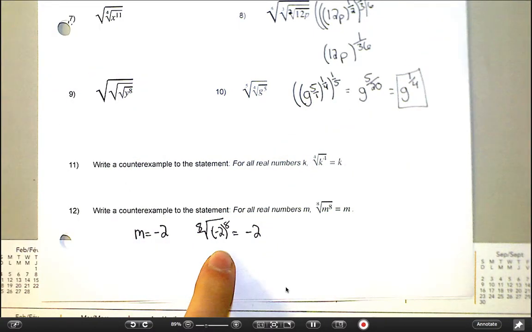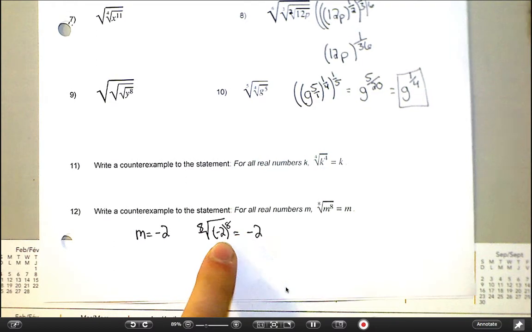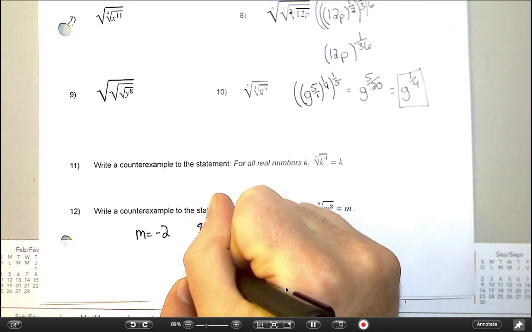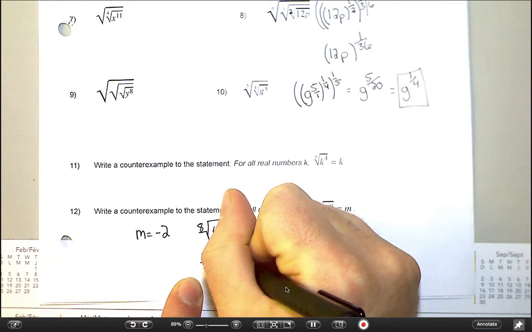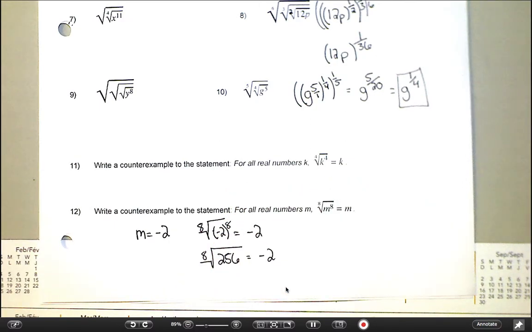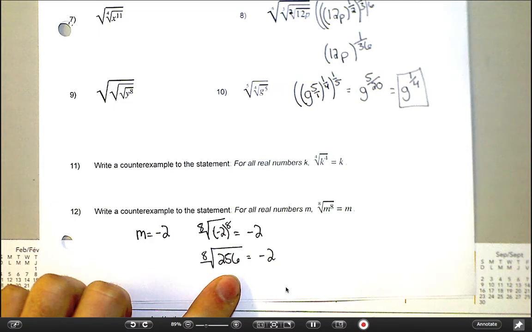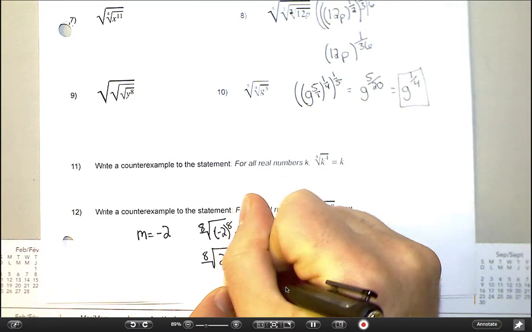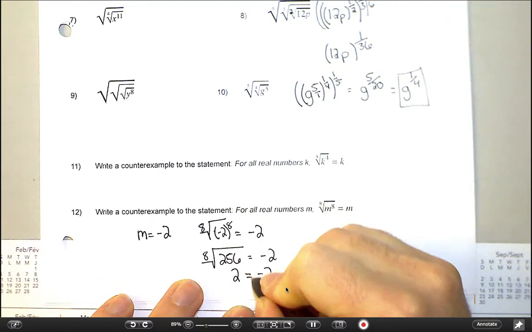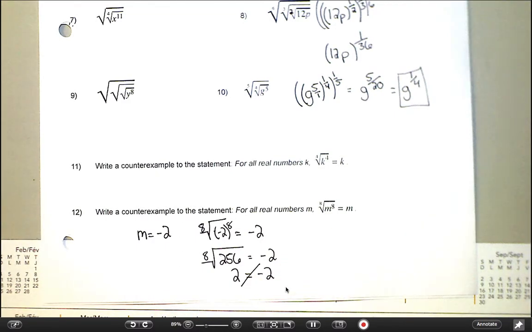So I'm going to do negative 2 to the 8th power. When we do that on a calculator, you have to make sure this goes in parentheses. Anytime we take a negative number and raise it to a power, those parentheses are really important. So I'm going to take the 8th root of 256, which is still going to equal the negative 2 because I'm not doing anything to the right side. And if I take the 8th root of 256 on a calculator, I get 2. So I end up with 2 is equal to negative 2, which we know is in fact not true, and that's the reason why this is a counterexample. It doesn't work out.